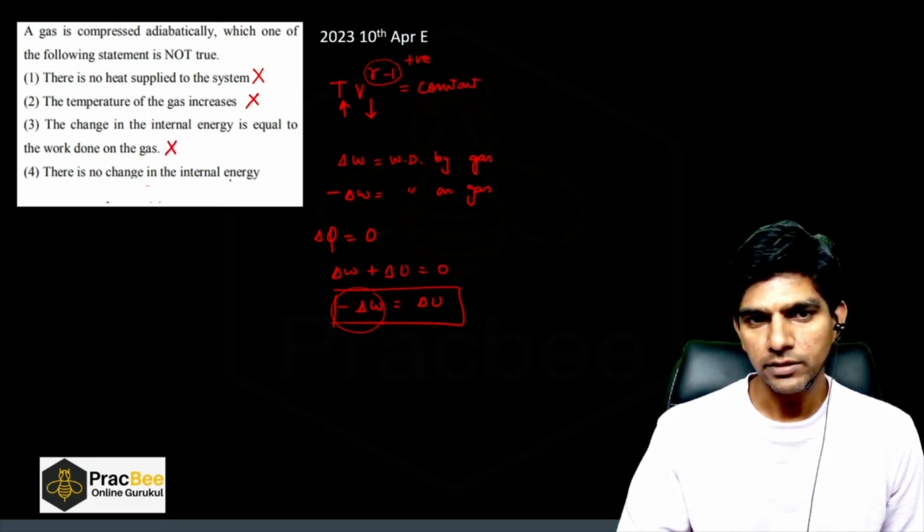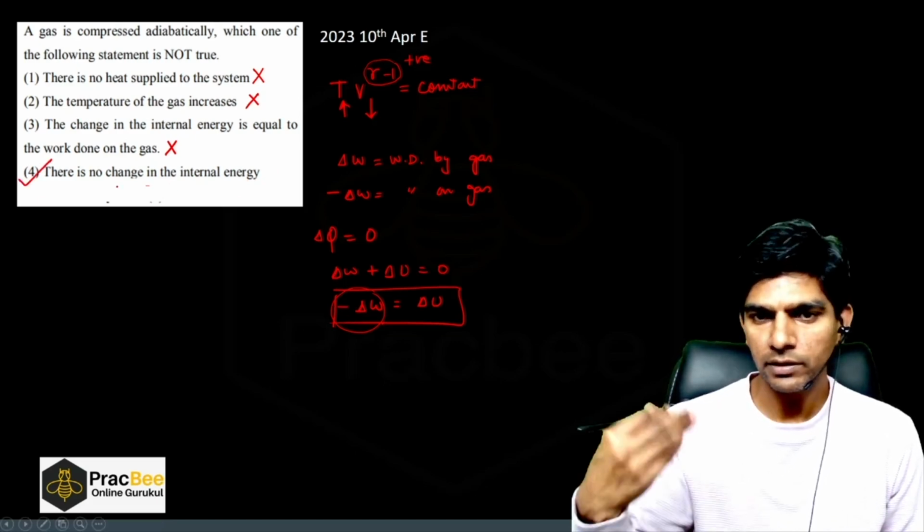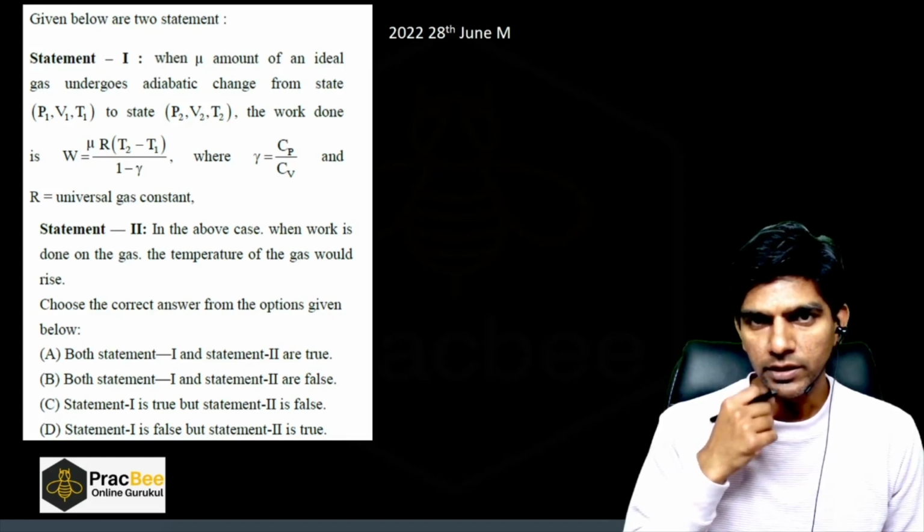There is no change in the internal energy. So this is incorrect, right? This is not true. So option 4 is the right answer because internal energy will change, only delta Q is 0, right? So option 4 is the right answer. Now let us see another question. It came in 2022.